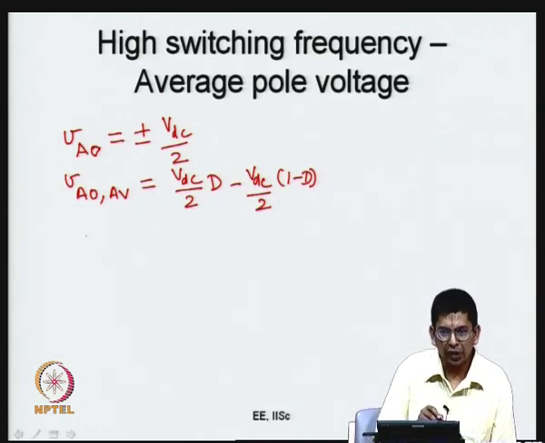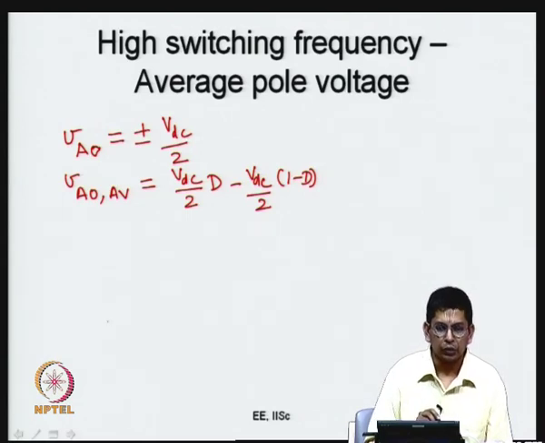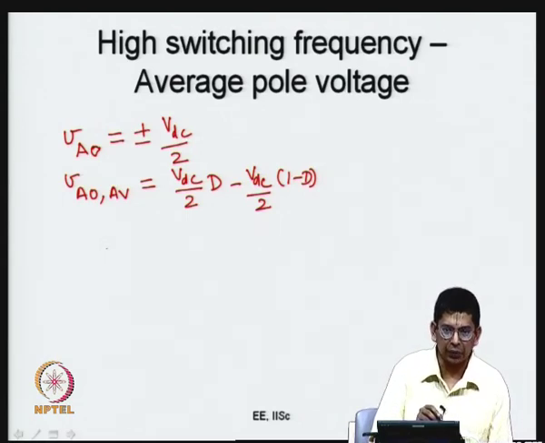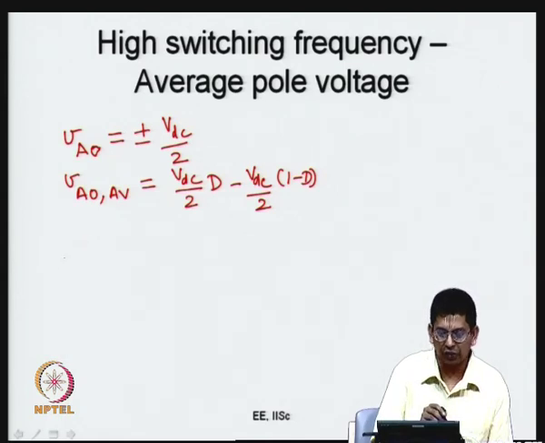Your average pole voltage will be equal to VDC by 2 into D minus VDC by 2 multiplied by 1 minus D. This is what is going to be your average pole voltage. What do we mean by the average pole voltage? Pole stands for the pole of the single pole double throw switch. Every leg is a single pole double throw switch. So, the pole refers to the midpoint or one of the load terminals, and we are talking of this pole voltage. That pole voltage is measured with respect to O, the DC bus midpoint, and we are talking of its value averaged over half a carrier cycle.